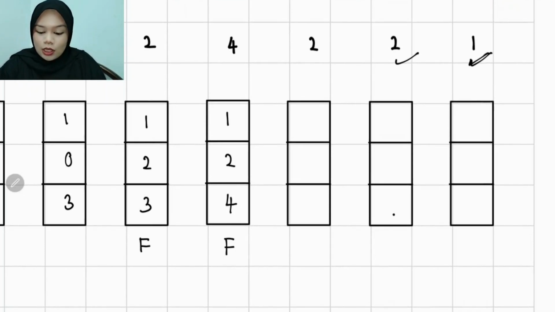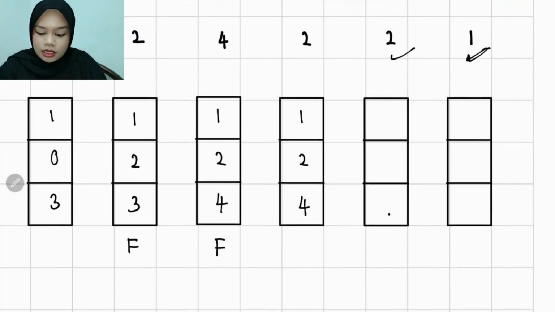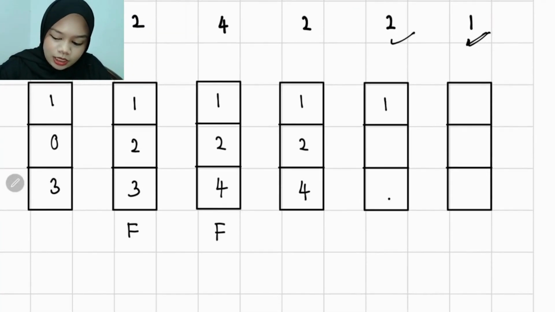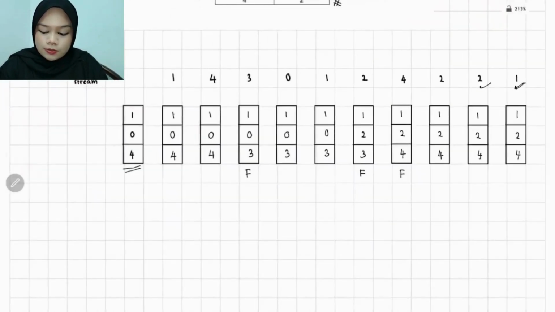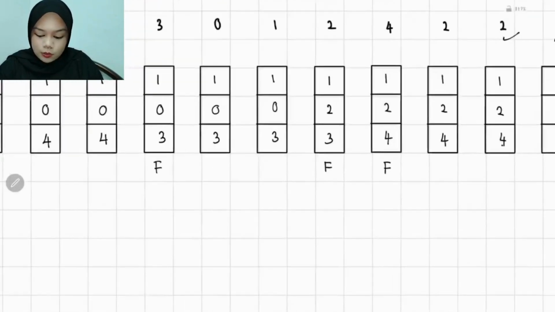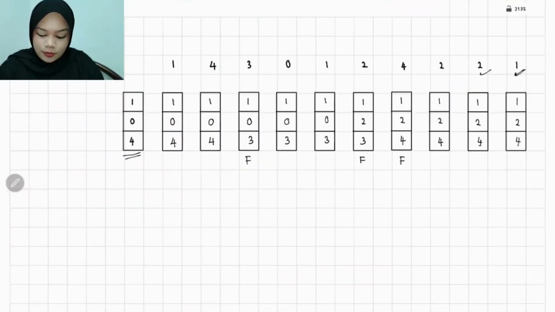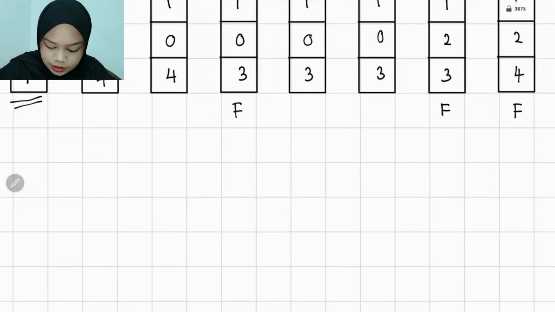Next we have 2. 2 is in the frame, just copy it, and 2 is in the frame again, copy it again, and 1 is also in the frame, so copy it. Okay, so that's all. To identify the number of page faults, we have 3. So the total number of page faults is 3.